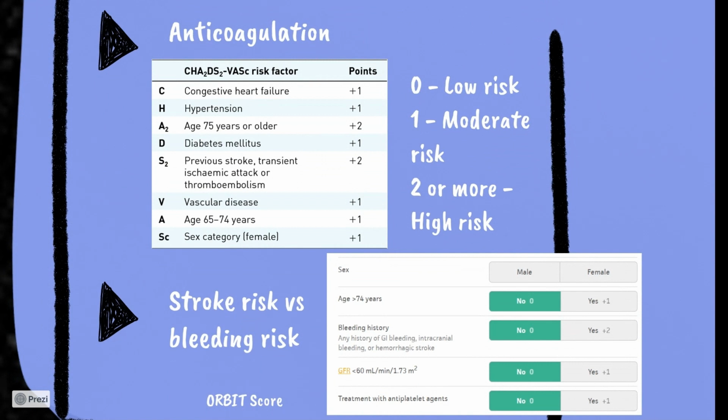And then we also consider their bleeding risk. As we'll be starting these patients on blood thinners, this is important to consider, and we can use either the ORBIT score or the HAS-BLED score, but the ORBIT score is more in fashion nowadays. The treatment should be tailored to the patient's risk factors.